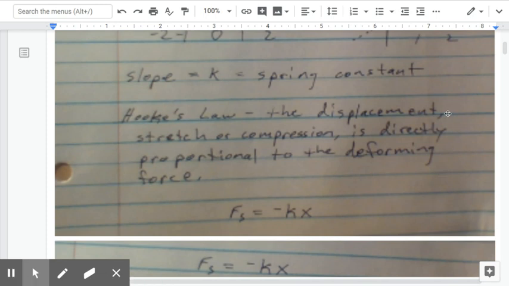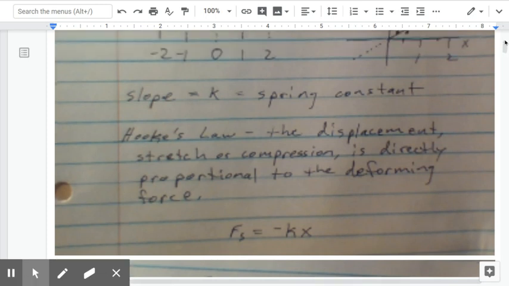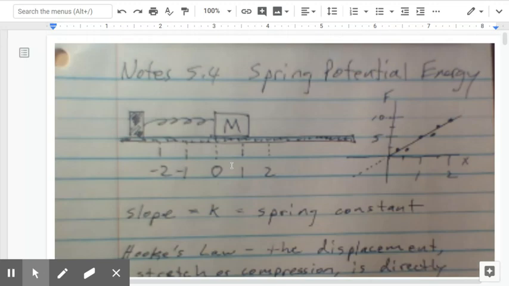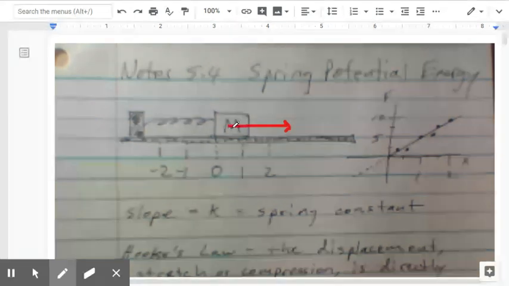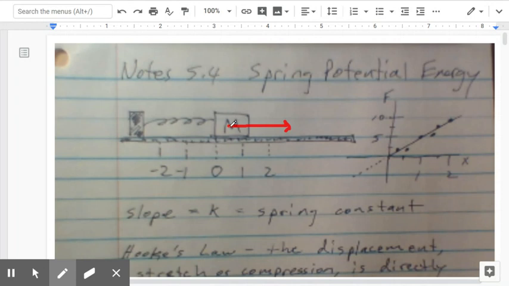If we go back to our drawing here, if we pull the mass to the right, the displacement is to the right, but the spring wants to pull it back to the left. It's a restoring force. It's always trying to restore it to the equilibrium position. So the spring force is to the left, so we need to end up with a negative value. So it'll be a negative kx, which will show that the force goes to the left.